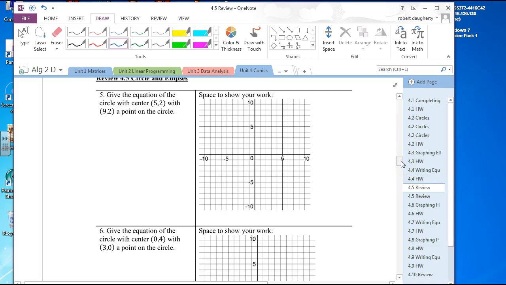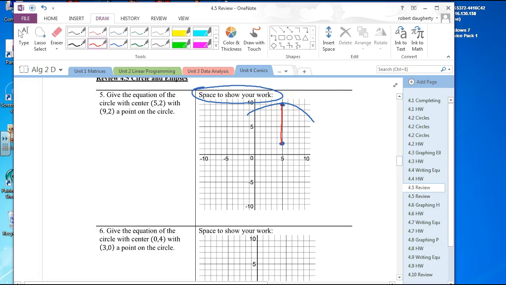Give the equation of the circle with a center 5, 2 and a point on the circle at 9, 2. So this is the center of my circle. And what you're going to see on this quiz where it says space to show your work, this means I'm not really grading this graph, but it's just there to help you if you need it in finding this equation. So if the center is 5, 2 and the other point on the circle is 9, 2, so that means my circle looks like this. That means that I can figure out the radius, okay?